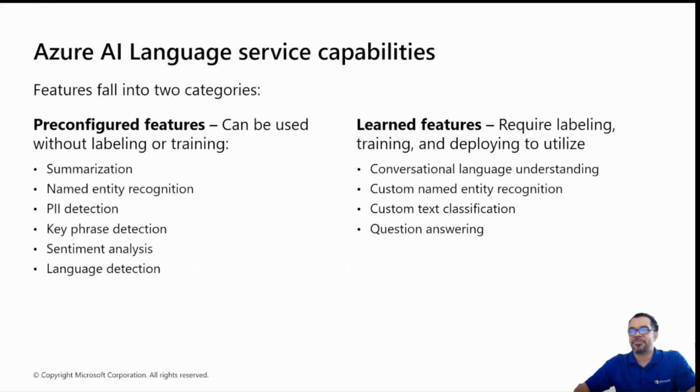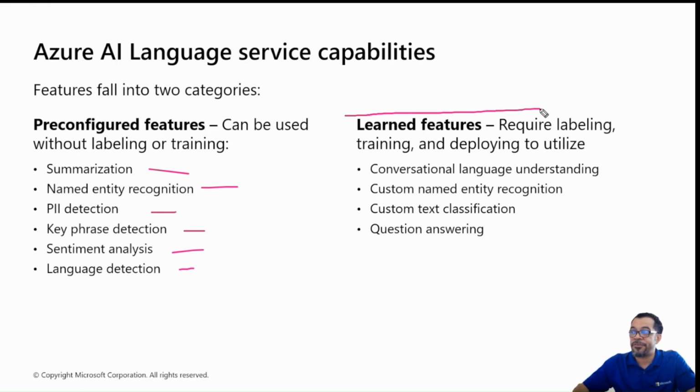Now, some of those pre-configured ones that we talked about can be used for a lot of different technologies, not just for conversational understanding, which is what we're talking about now. They can be used for summarization, named entity recognition, PII detection, key phrase extraction, sentiment analysis, language detection, and so forth. And we've talked about some of these already in our videos, and we'll talk about other ones as we continue on in our training discussions here.